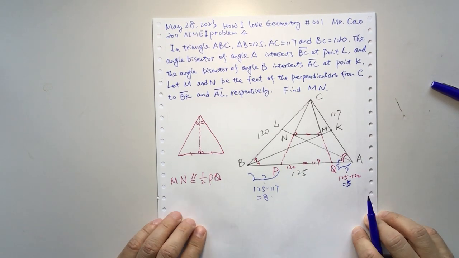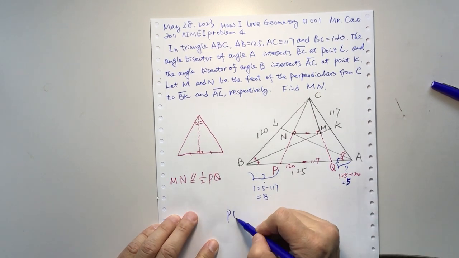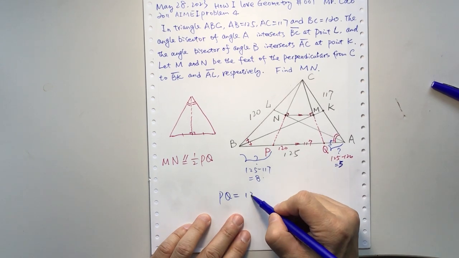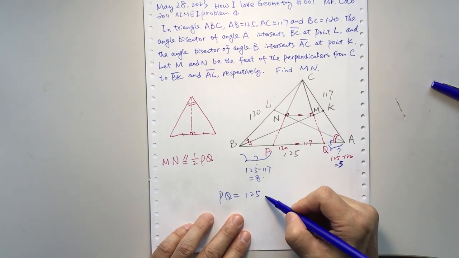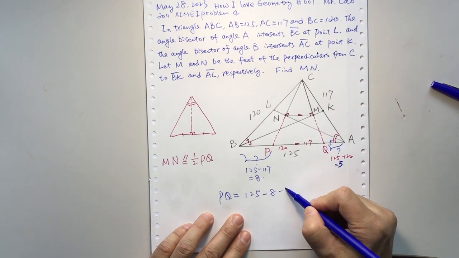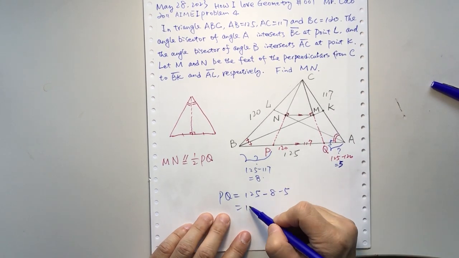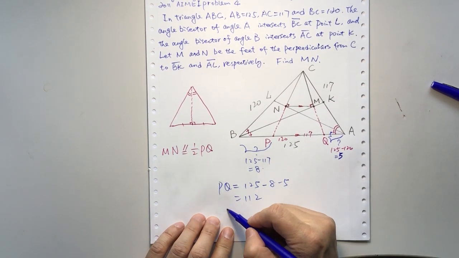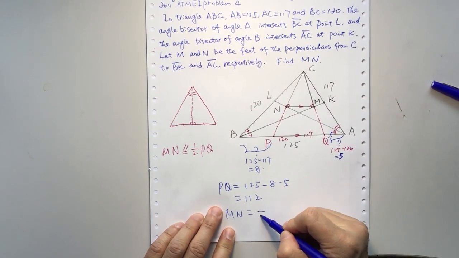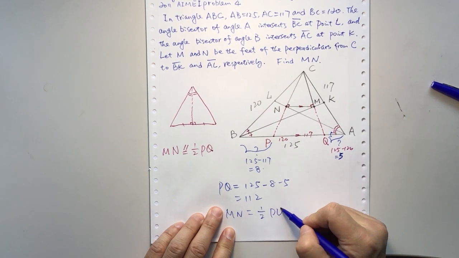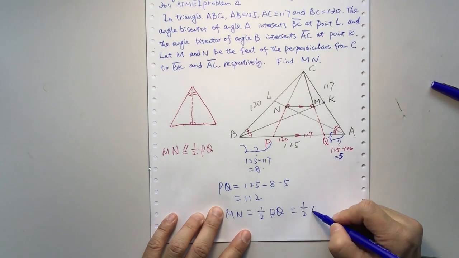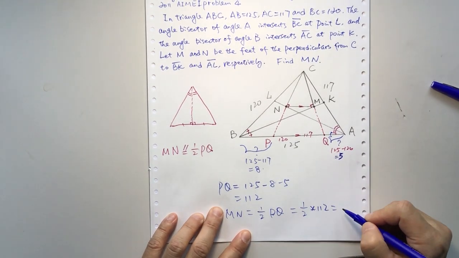Now we easily find PQ. PQ equals 125 minus 8 and minus 5, so 112. Then MN is 1/2 of PQ, which equals 1/2 times 112, so it's 56.